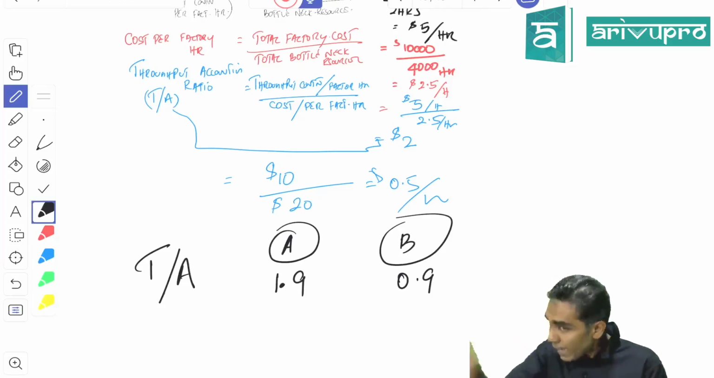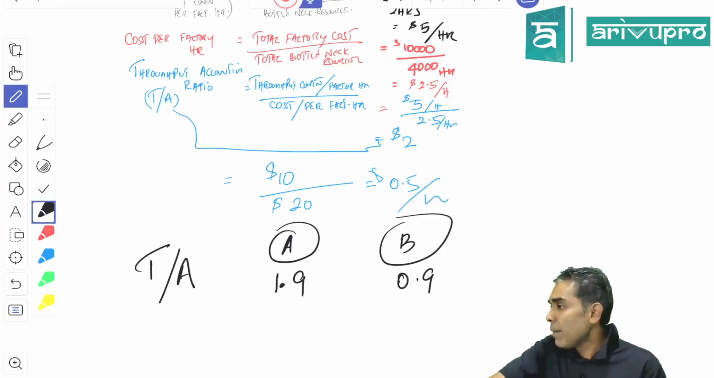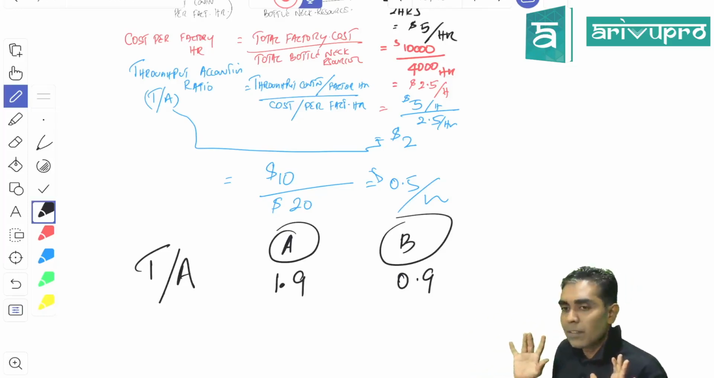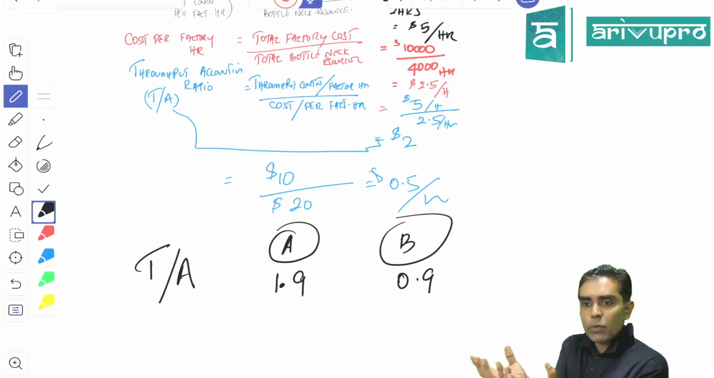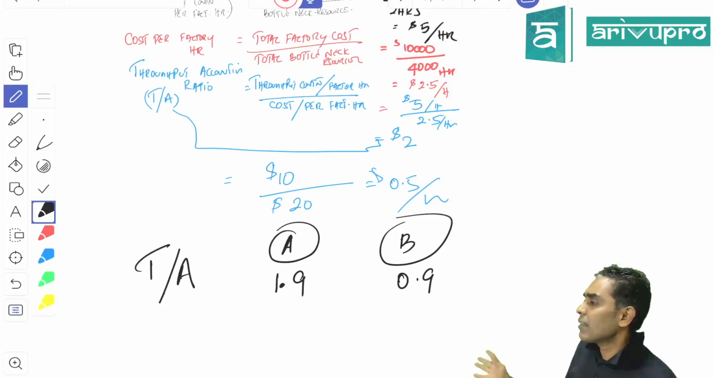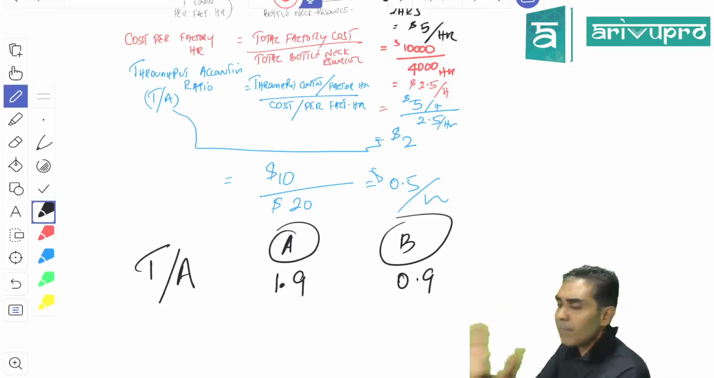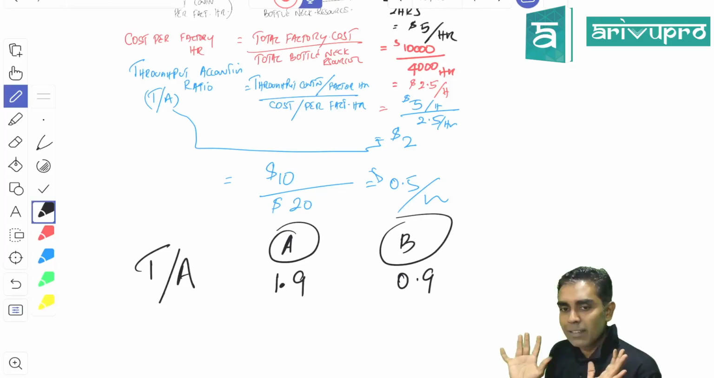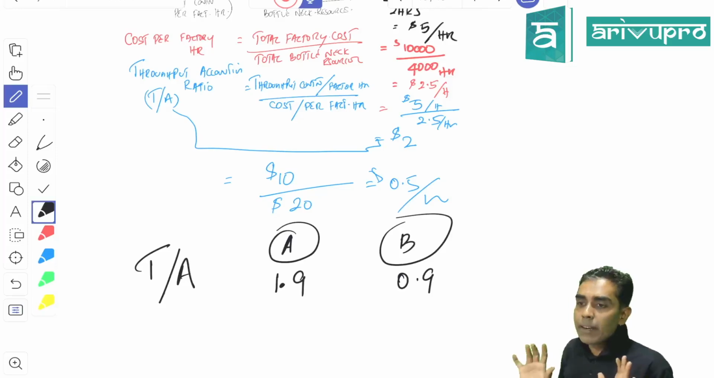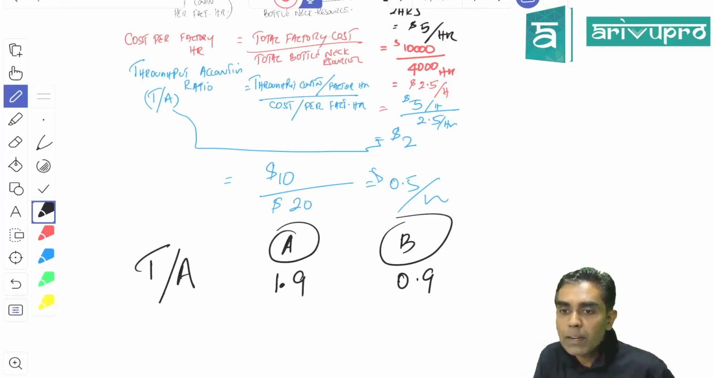But at your level, in your exam, we are going to take the decision based only on the TA ratio. If any TA ratio is giving you more than one, the product will be continued. If anything is giving you less than one, the product will be discontinued. That's the final decision. Are you clear? If you want to investigate further with regard to the TA ratio, you can raise that point as well.